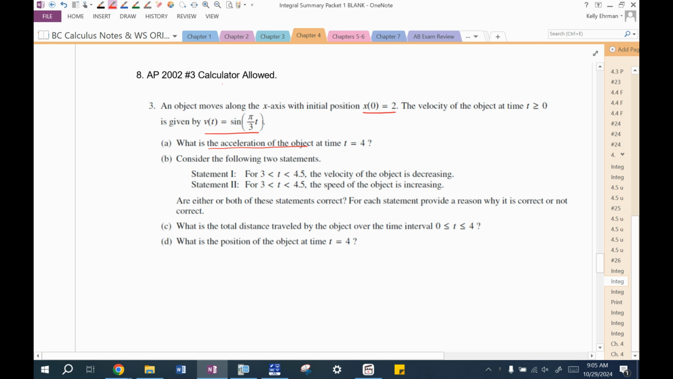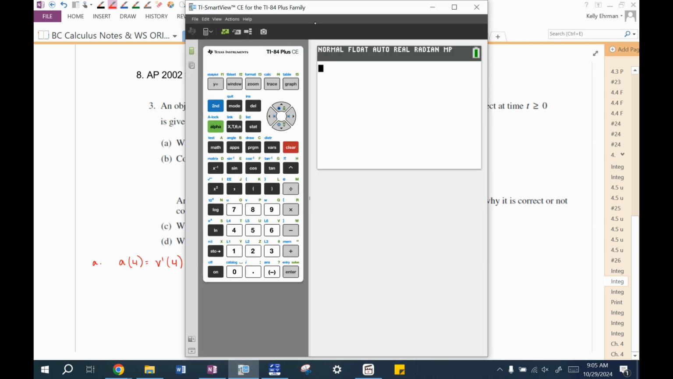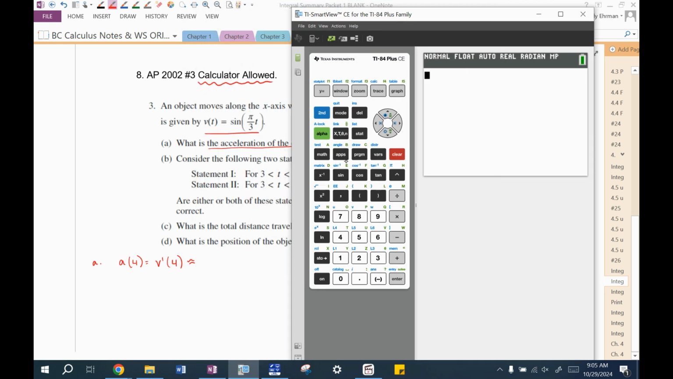Now, when the calculator is allowed, do not do more work than you need to do, because if you make a mistake doing algebra or algebra for calculus or whatever, if you make a mistake doing things you didn't have to do, then that's unfortunate and you don't want to lose those easy points. So acceleration at 4 is just equal to v prime of 4. And if I'm allowed to use a calculator, I do not have to find the equation for v prime, even though I could. I can just go over here and type it into my calculator.